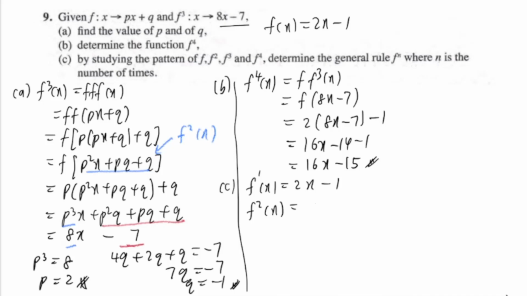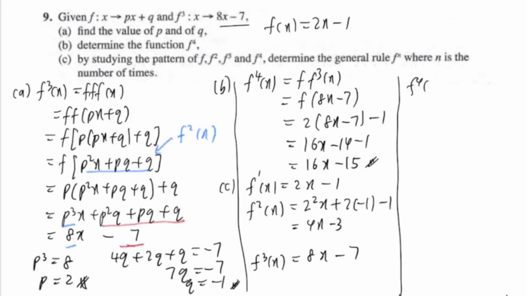We already know p and q, right? So I'm gonna put in here my p is 2. I square it. Another 2. q is negative 1. Negative 1. So this is 4x minus 3. This is my f2. Now I need to see a pattern here. Okay. Maybe I'll leave it some space. Let's do our f3. We know my f3 is 8x minus 7. And let's look at our f4. My f4 is 16x minus 15.